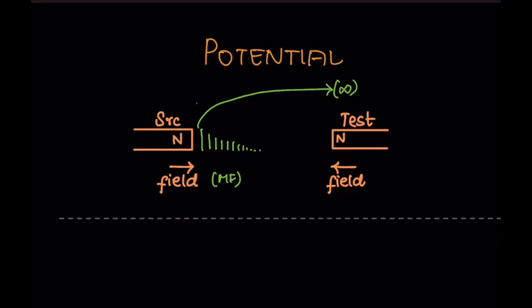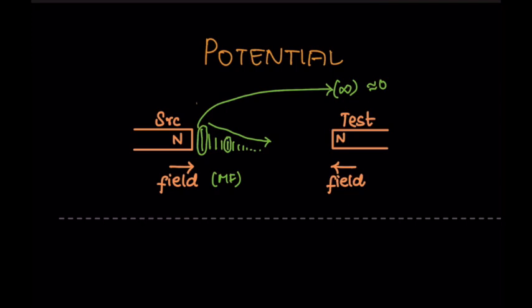So technically, I can term it as the potential at this point is very much higher compared to the potential at this point. So the potential decreases as I move away from the source magnet. And also the potential at a point which is at infinity or at a very large distance is almost equal to 0. So this is well understood.